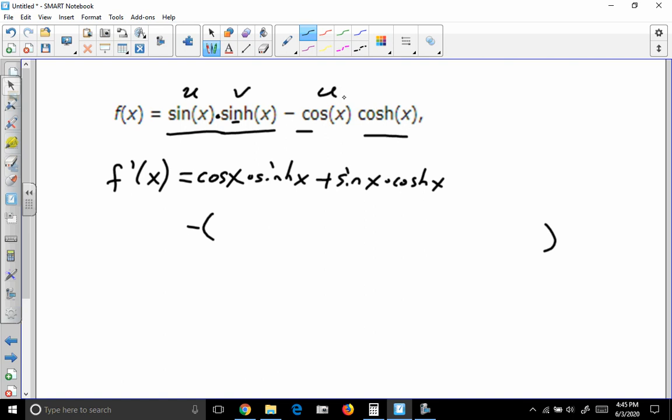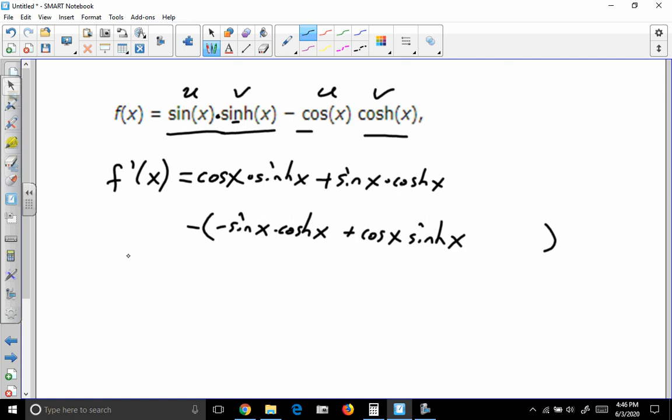So the derivative of this one, for that one, that's u and that's v. So the derivative of cosine is negative sine times v plus u times v prime. The derivative of v, derivative of hyperbolic cosine, is hyperbolic sine.